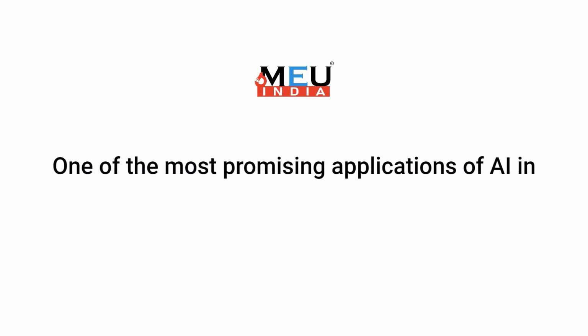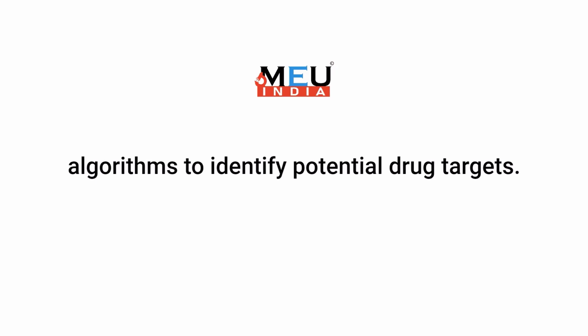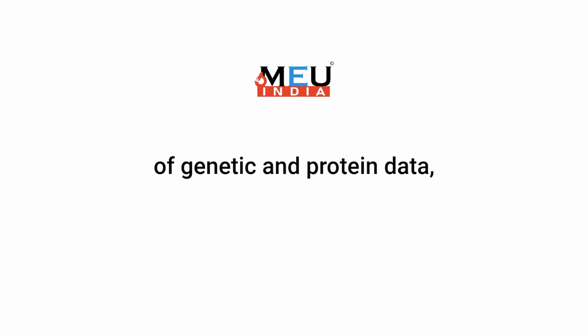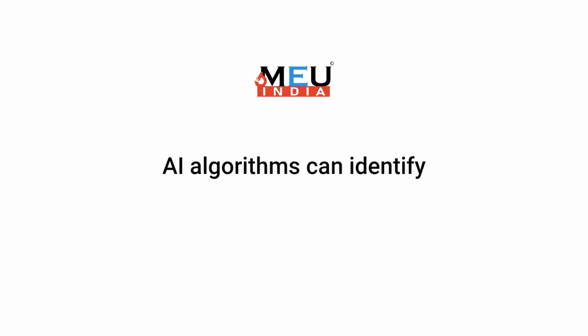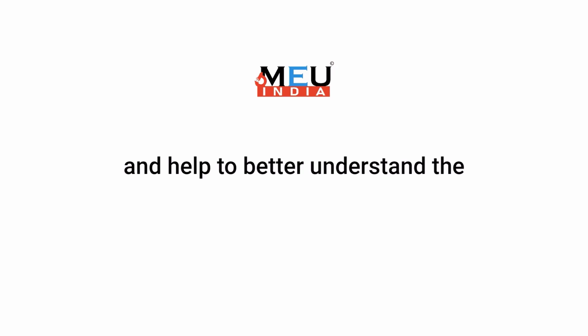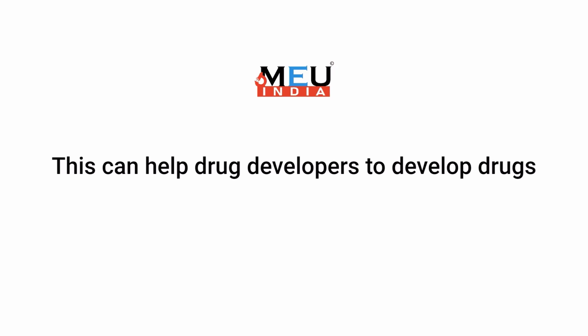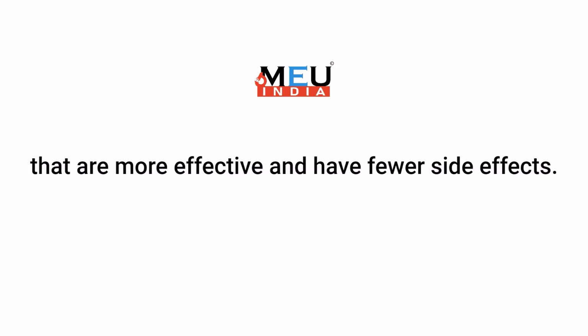One of the most promising applications of AI in drug development is the use of machine learning algorithms to identify potential drug targets. By analyzing large datasets of genetic and protein data, AI algorithms can identify new targets for drugs and help to better understand the underlying mechanisms of disease. This can help drug developers to develop drugs that are more effective and have fewer side effects.